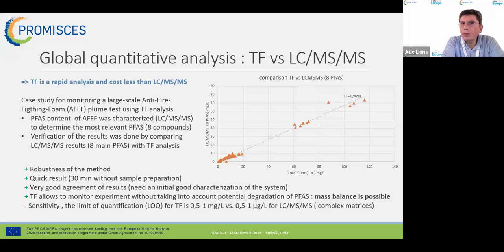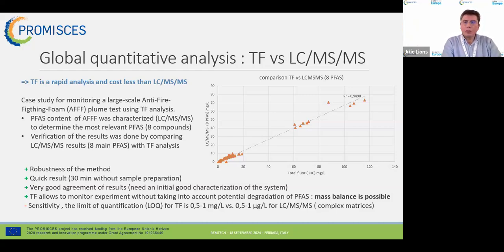First, we have conducted targeted analysis. We have identified 8 main compounds, and we compare the result we have with the LC-MS and the total fluoride. And on this picture, you can see the very good correlation between the total fluoride and the LC-MS, the sum of PFAS measured by LC-MS, the 8 main compounds. So here, we have used this to monitor this experiment, to reduce the number of targeted analyses, and to have a good picture of the progression of this plume.